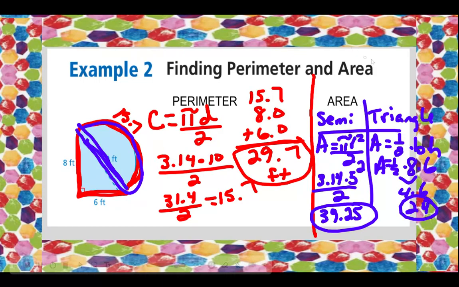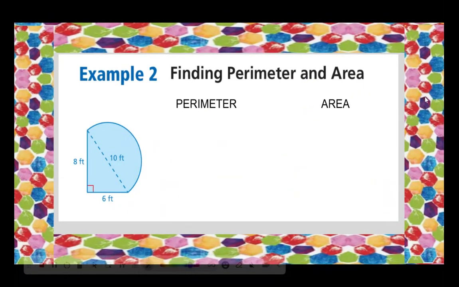So now we're going to add, I'm running out of room here, 39 and 25 hundredths plus 24.00. When you get that, you will get 63.25 feet squared, or square feet. Oh no, I erased everything. Okay, so hopefully you saw that. Okay, so let's try another one.